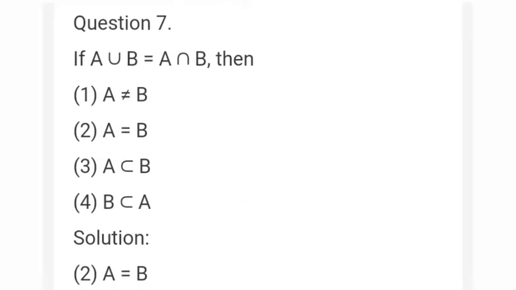Question number 7. If A union B equals A intersection B, then we have 4 options. First, A not equal to B. 2, A equal to B. 3, A is a subset of B. 4, B is a subset of A. What is the answer? A union B equals A intersection B means A equals B. Therefore the option is 2, A equal to B. That is the answer.